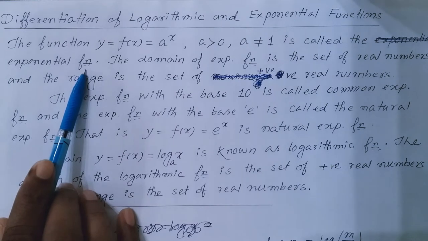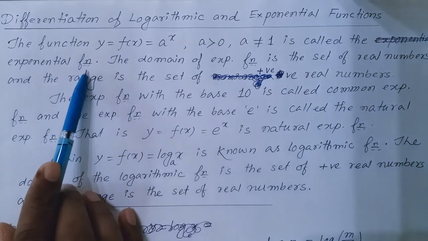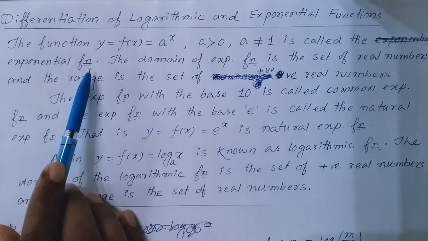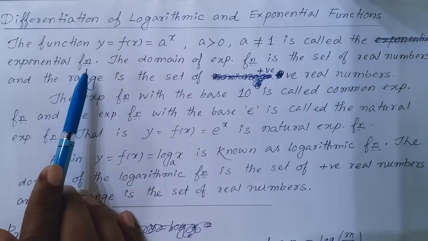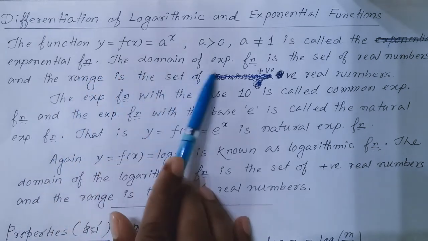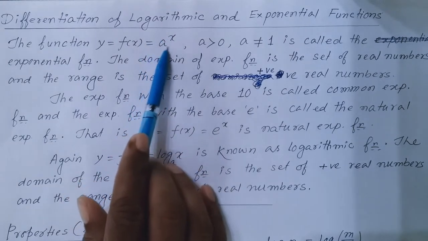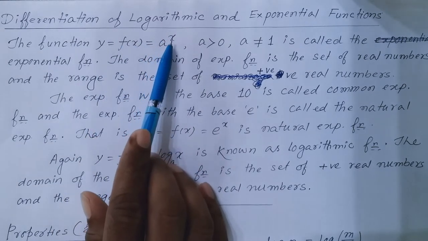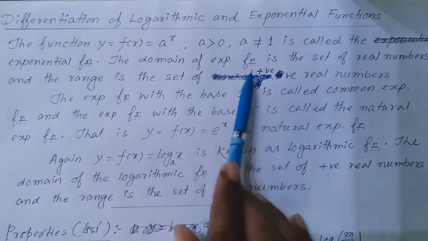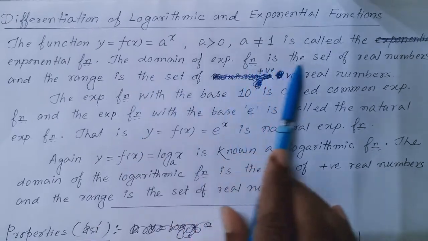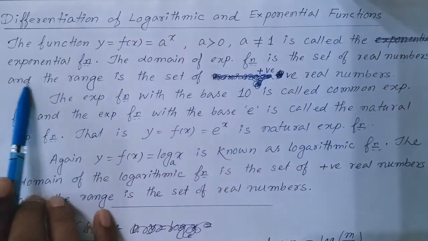You know the graph of the exponential function from the first year class, so here we will just discuss the differentiation of the exponential function, and need not draw the graph. Now see the domain of the exponential function: for what values of x is this function defined? The function is defined for all values of x. So the domain is the set of all real numbers.